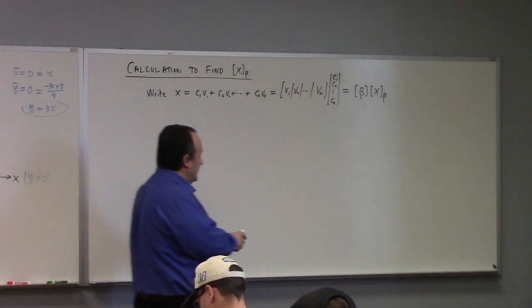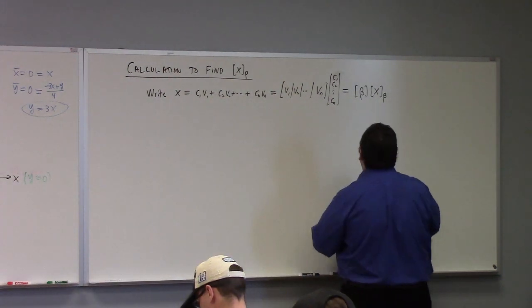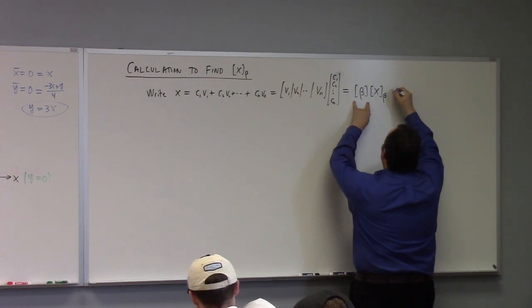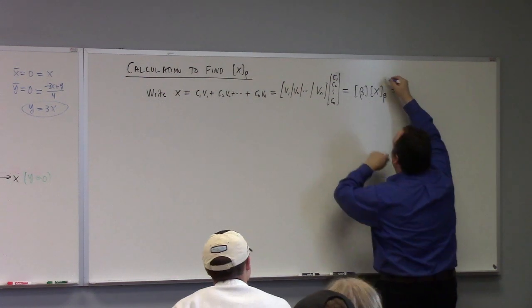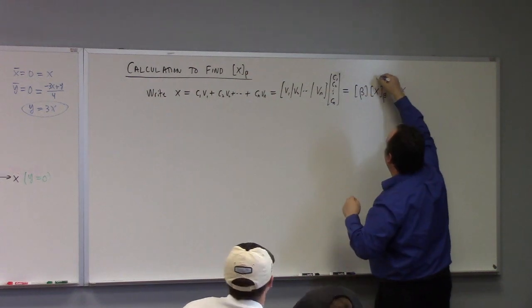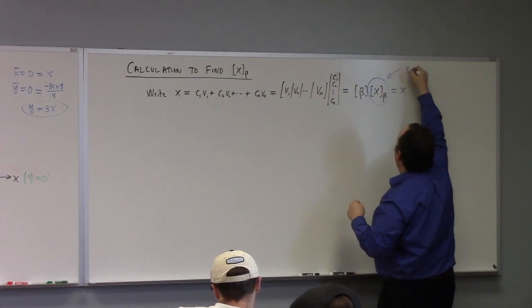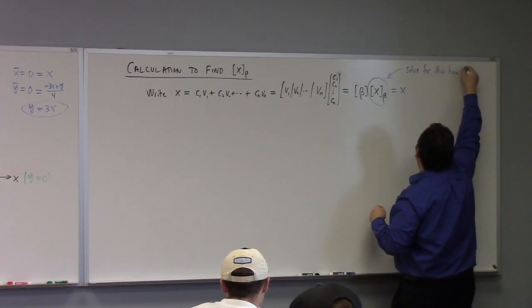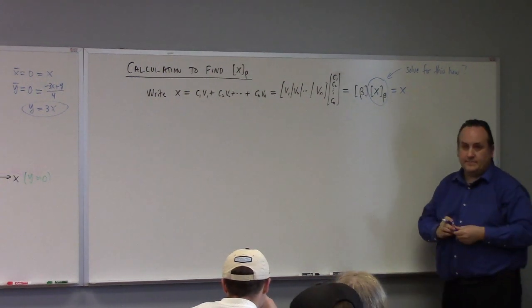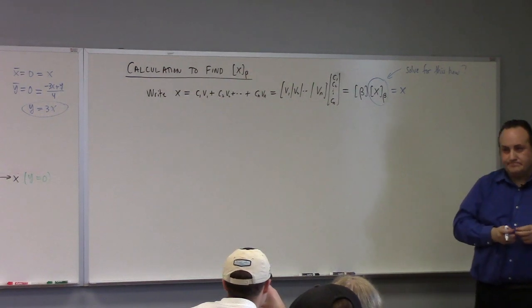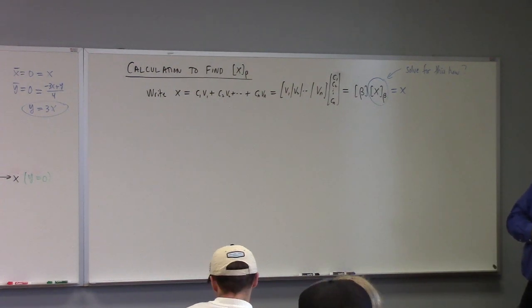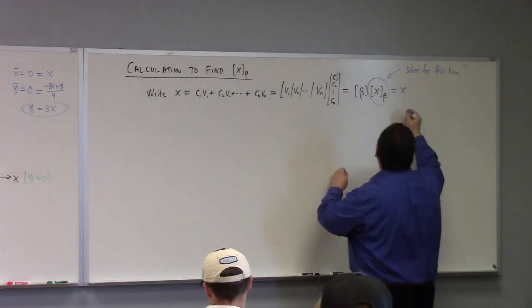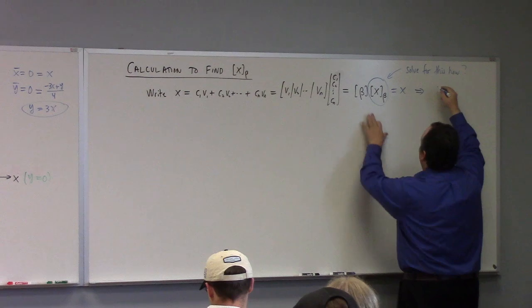So let me underline the problem here. We have matrix beta times the coordinate vector we're trying to find equals x. How do I solve for this? You guys tell me? Very good. We simply multiply by the inverse beta matrix.